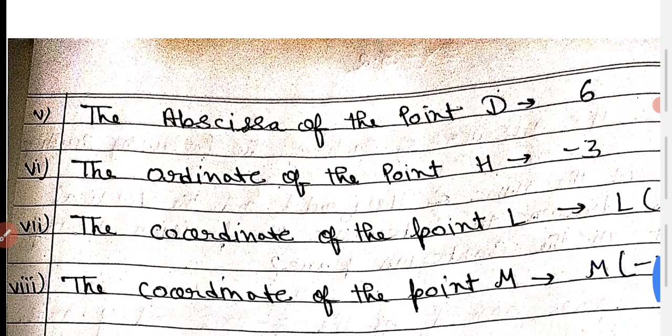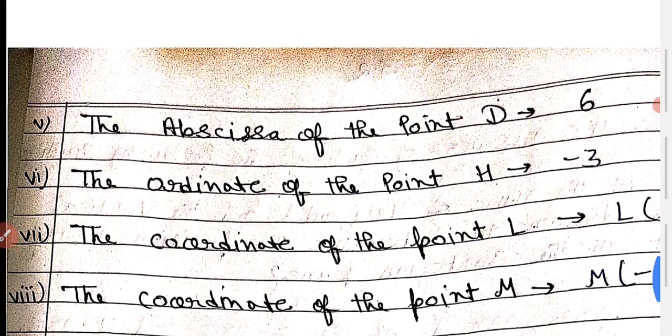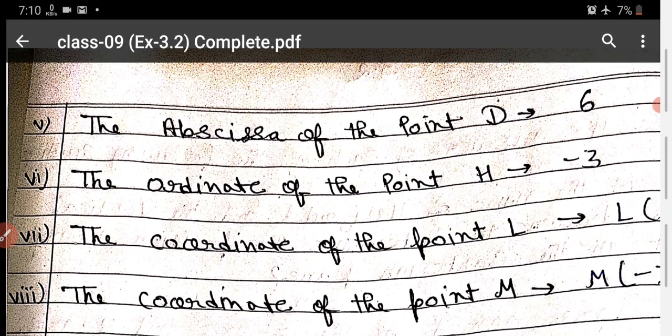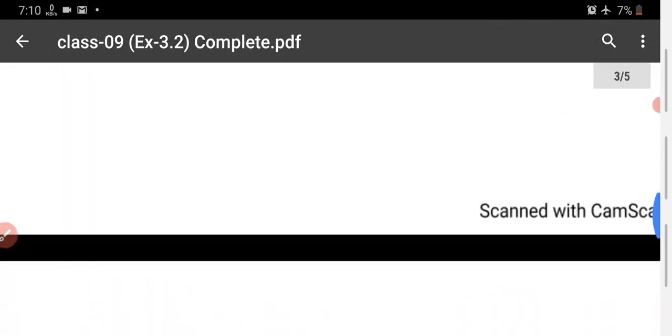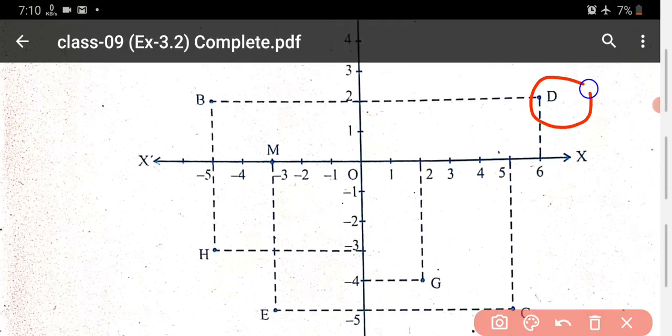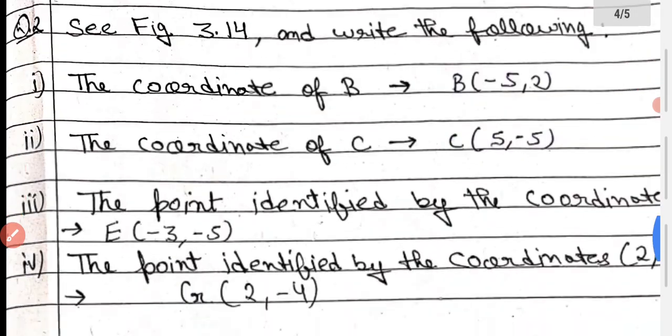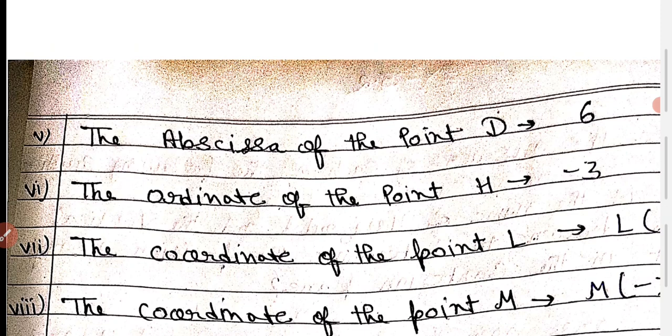Now come on the next question. The abscissa of the point D. Abscissa, as I told you, means x coordinate, and ordinate means y coordinate. So for the point D, you have to find the value on the x-axis, or x coordinate. Just look here. Where is D? D is here. They are asking for the abscissa, and abscissa means x coordinate. So for the point D, abscissa is 6. You have to write here the abscissa of the point D is 6.